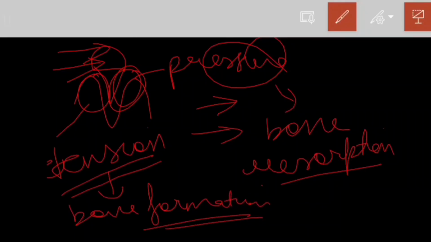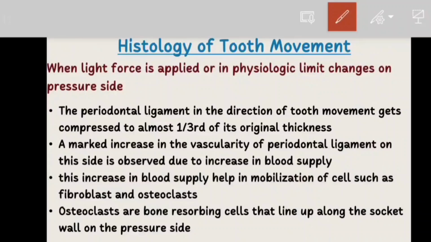Now we see the histology of tooth movement, that is, the changes on the pressure side. When a light force is applied, within the physiological limit, what does it mean? It means the orthodontist is using an ideal force, not too much and not too little. The periodontal ligament in the direction of tooth movement gets compressed, so its thickness becomes approximately 1/3 of its original thickness. Imagine pressing a sponge: the sponge becomes thinner. Similarly, the PDL becomes compressed.